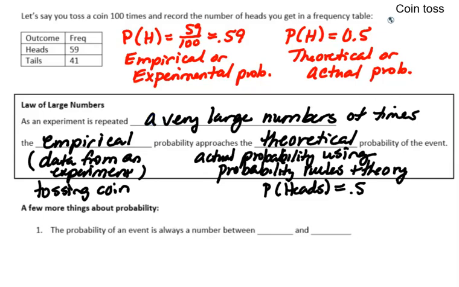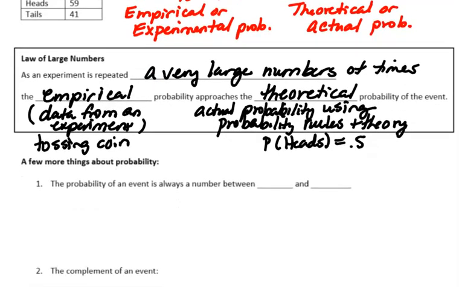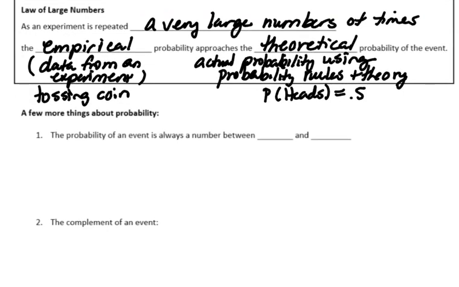Okay. Now, a few more things about probability. I'm going to repeat the law of large numbers because it's very important. As an experiment is repeated a very large number of times, the empirical or experimental probability approaches the theoretical or actual probability of an event. But they may not ever be exactly equal, because when you toss a coin, it's still not going to be exactly what you think.